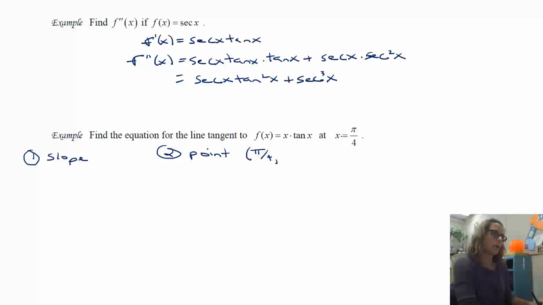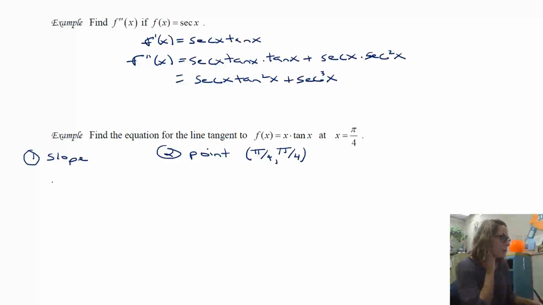If we plug in pi over 4 to x tan of x, you'd find that you're going to get pi over 4, which is plugging it in for x, and then tan of pi over 4. And tan of pi over 4 is sine of pi over 4 over cosine of pi over 4. And since cosine and sine take on the same value at pi over 4, you just get 1. So tan of pi over 4 is 1 times pi over 4, which is pi over 4. So we get pi over 4 comma pi over 4 as our point.